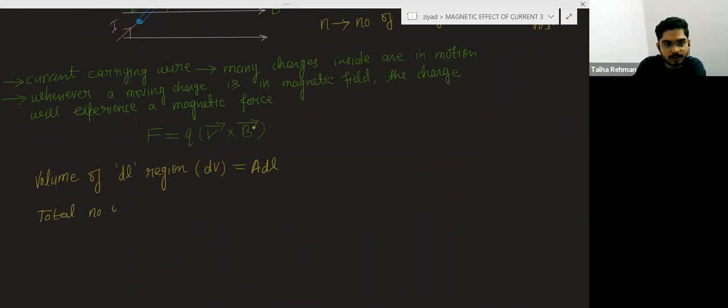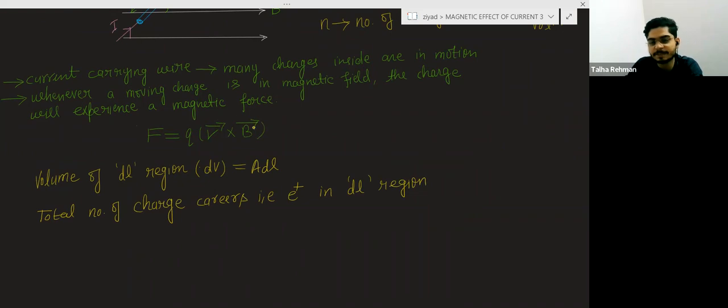Total number of charge carriers, that is e positive in the dl region, and the total number of charge carriers is represented by capital N. So this capital N will be given by n A dl.